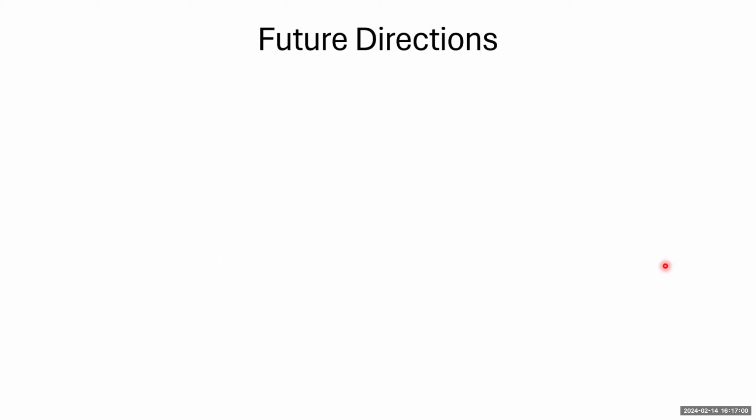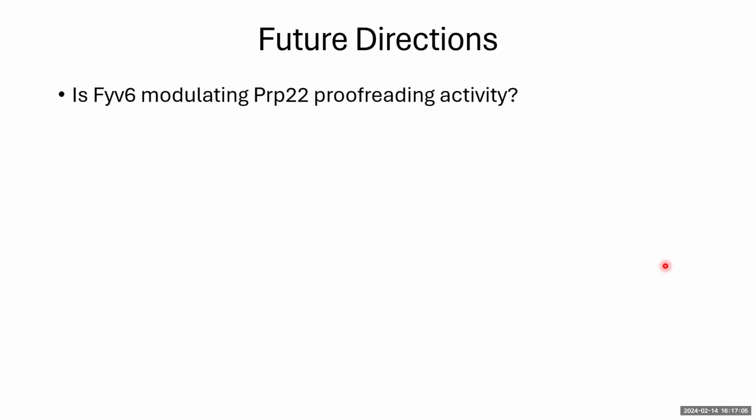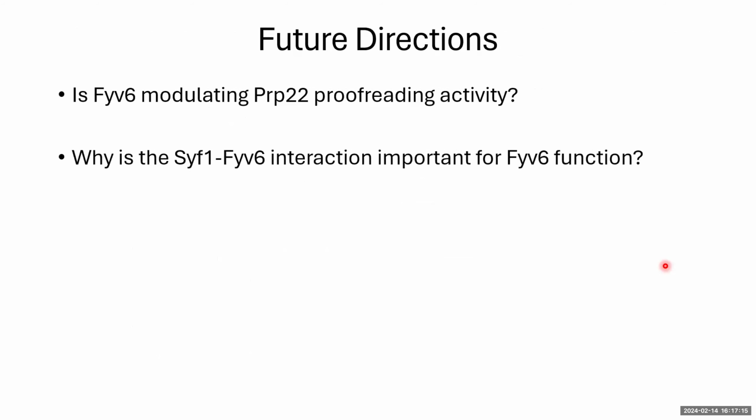And so we still have a lot of questions that remain about FYV6. The first being the nature of the interaction between FYV6 and PRP22 and whether or not FYV6 has any influence on PRP22 proofreading activity. We also want to know the nature of the FYV6-CYP1 interaction and how that's influencing the function of or recruitment of FYV6 to the spliceosome.